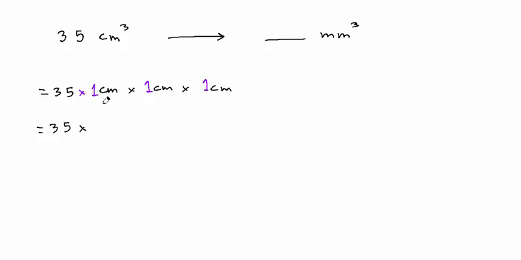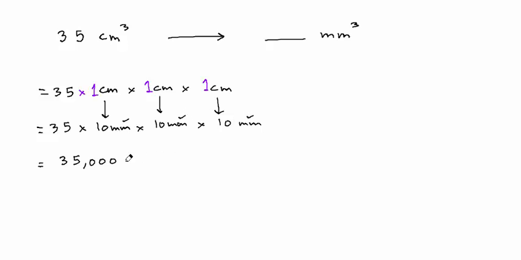So replace each 1 centimeter with 10 millimeters: 10 millimeters times 10 millimeters times 10 millimeters. That's going to be equal to, multiplying the numbers out, 35 times 10 times 10 times 10, which becomes 35,000, and a millimeter times a millimeter times a millimeter gives you a millimeter cube or a cubic millimeter. Therefore 35 cubic centimeters is the same as 35,000 cubic millimeters.